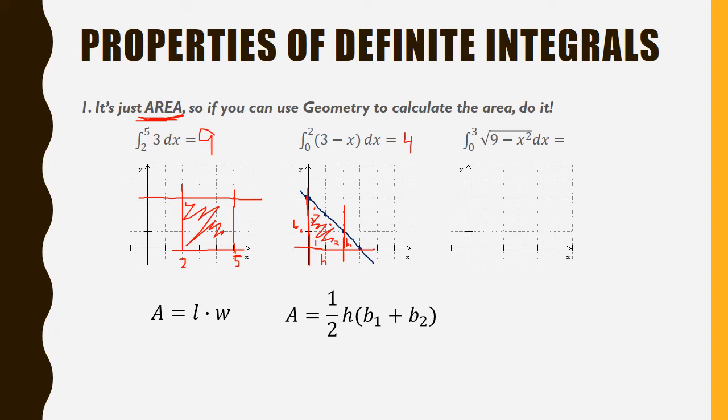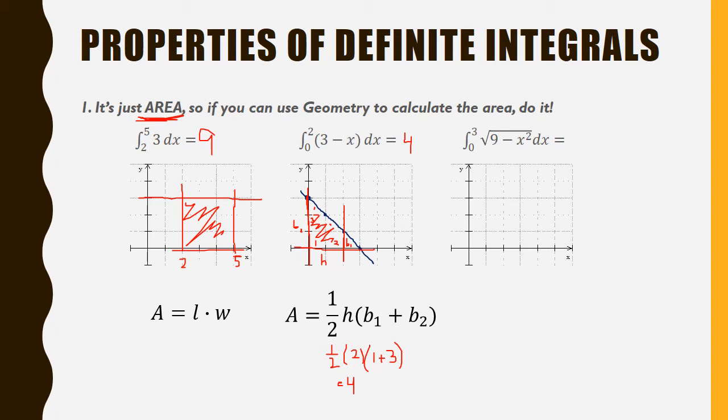So if I was using this formula, I would say that the area is 1/2 times, and the height is 2, and then base 1 is 1, and base 2 is 3. And if you evaluate that, then of course you get 4. So that would be using the shape of a trapezoid in geometry.